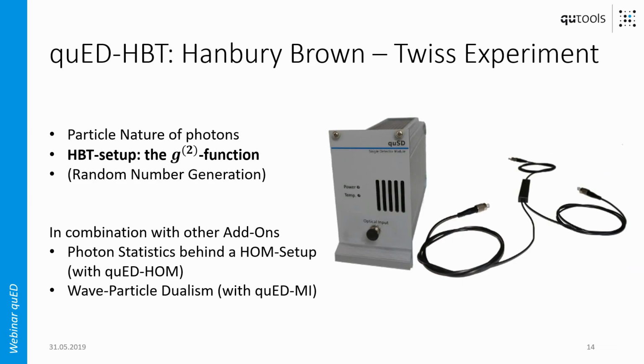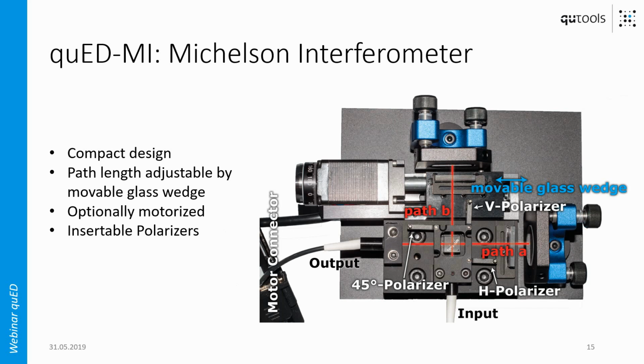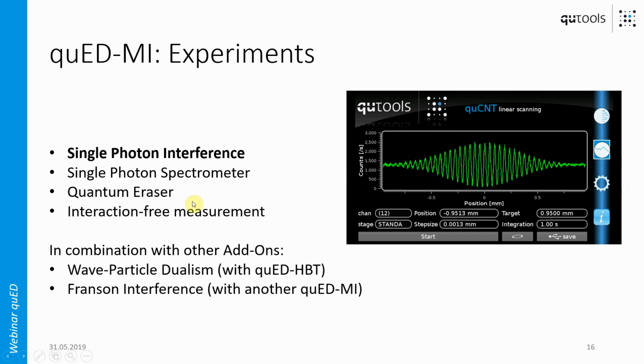For the HBT add-on, which is basically another detector module and a beam splitter, you can nicely see the particle nature of photons and analyze your photon source regarding the G2 correlation function. With our very compact design Michelson Interferometer, where you can adjust the path length by using a movable glass wedge inserted here, you can observe interference of single photons, and because of the insertable polarizers you can also do quantum eraser experiments or perform an interaction-free measurement.